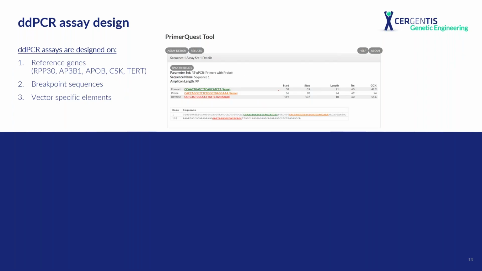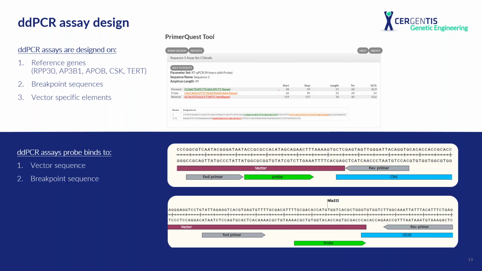Here I want to show you the ddPCR assay design process. So we have designed ddPCR assays on one of the listed reference genes, on the breakpoint sequences, and on the vector-specific elements. And assays were designed in a way that the probe would bind to vector sequence or breakpoint sequences as indicated in this image.